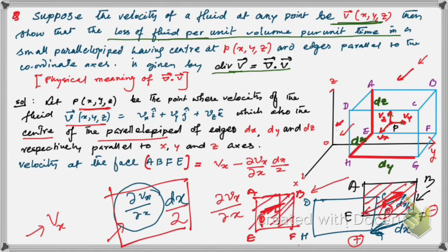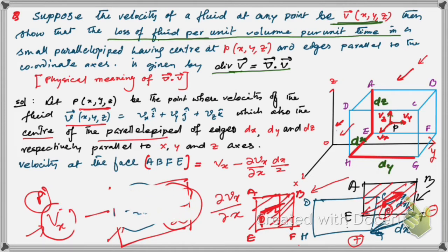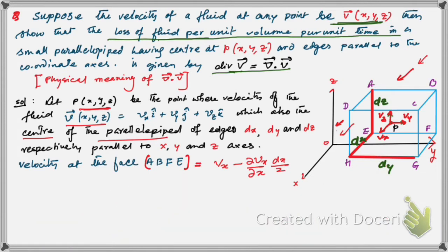The total change in velocity from P to that surface ABFE will be given by the partial derivative of Vx with respect to x into dx by 2, right? And that should be subtracted from the velocity along the x-axis at point P. So hope you have understood this point. Now let me clean these things. That is why we have got the velocity at this surface. Similarly, you can find the velocity at the other surface also.